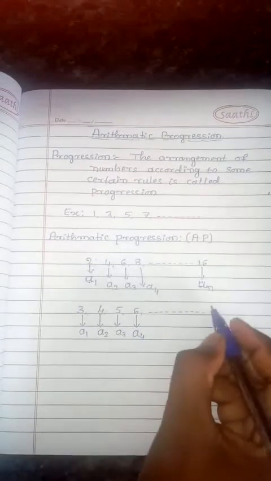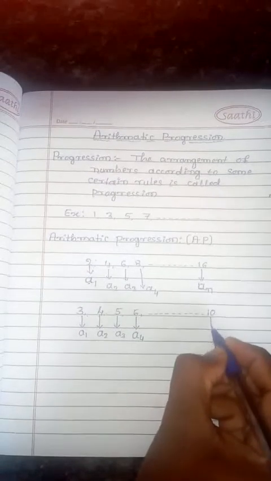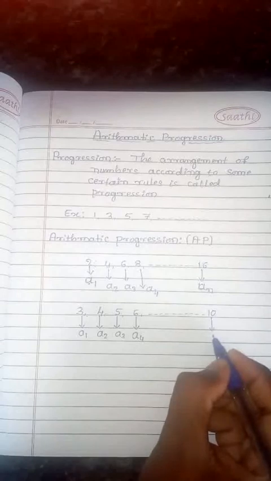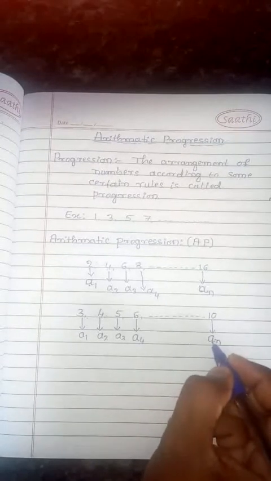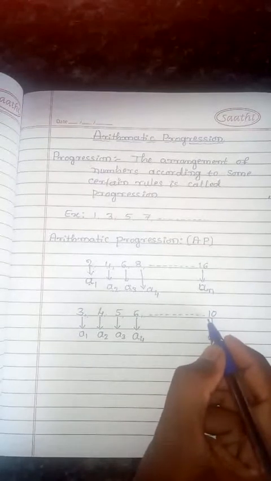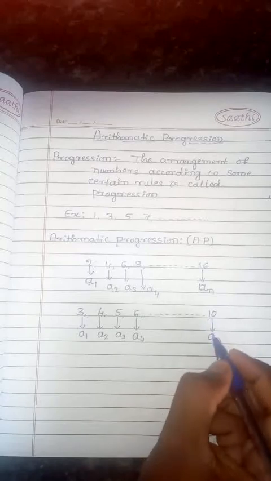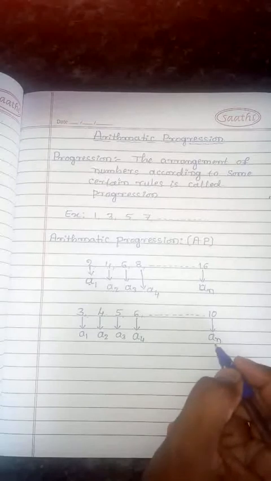For example, if the last term is 10, then 10 is denoted by AN, because AN means the last term. Here the last term is 10, therefore it is denoted by AN.